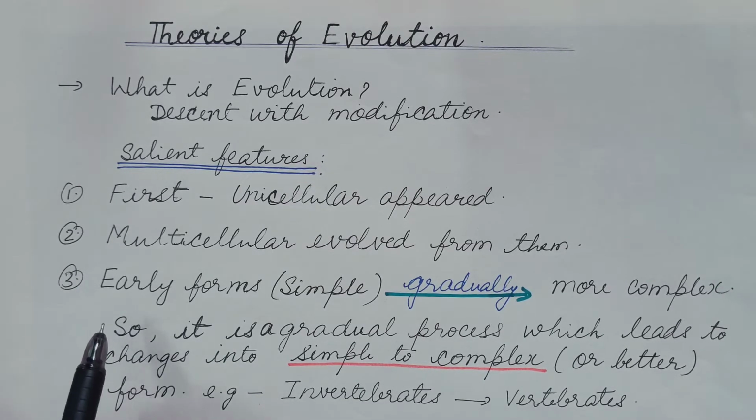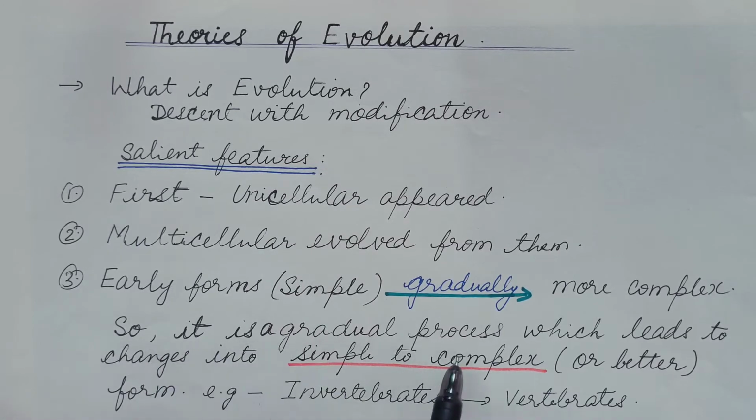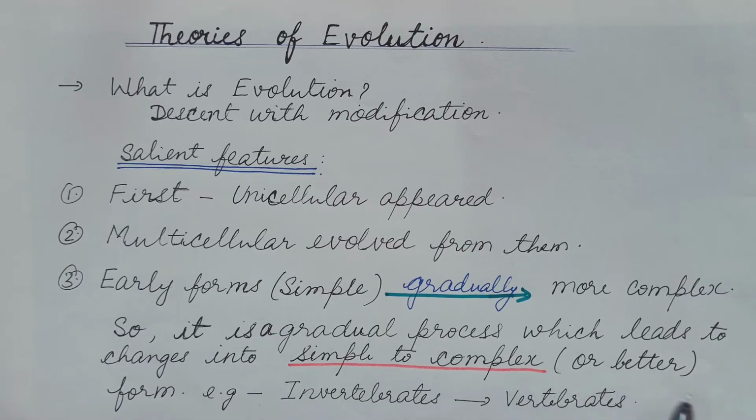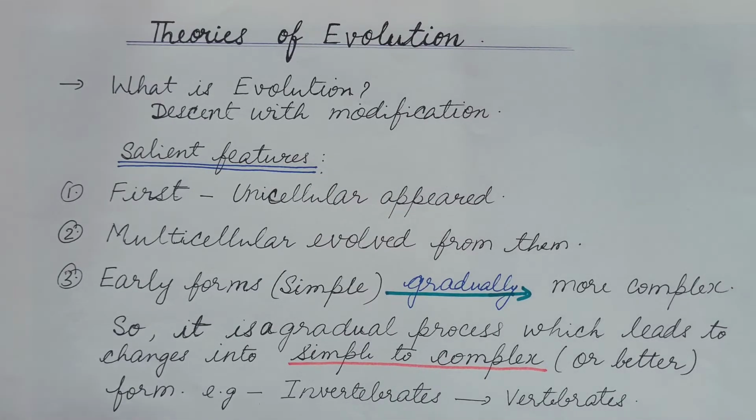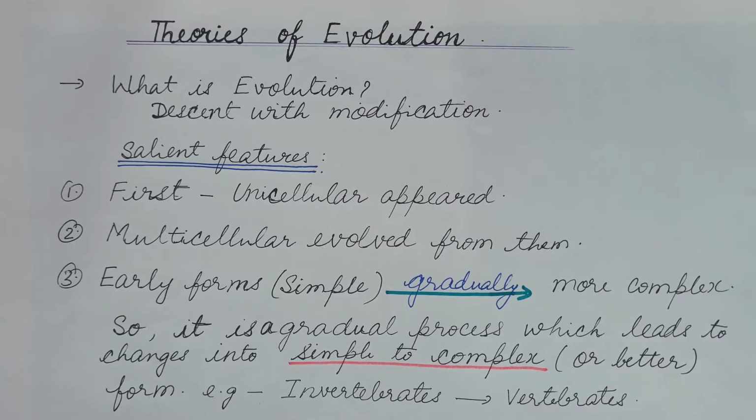So we can elaborate the definition of evolution: it is a gradual process which leads to changes from simple to complex or better form. Example, invertebrates appeared first and then came the vertebrates. Similarly, simple seedless plants appeared first and then evolved seed plants.